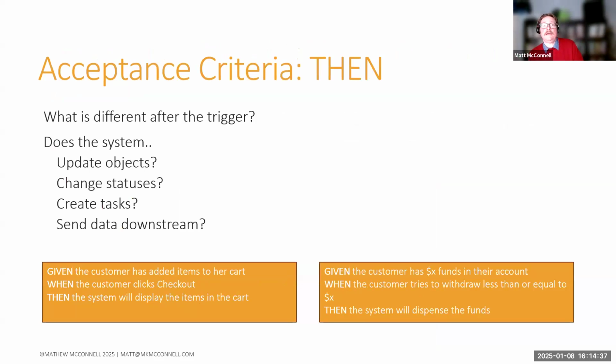Last piece then is the then. What is different after the trigger? Does the system update objects? Does it change statuses? Does it create tasks? Does it send data downstream? So given the customer has added items to her cart, when the customer clicks checkout, then the system will display the items in the cart. The other example I have here is, given the customer has X amount of funds in their account, when the customer tries to withdraw less than or equal to X dollars, then the system will dispense the funds. And this is a pattern that you can repeat.